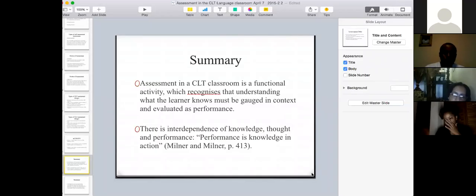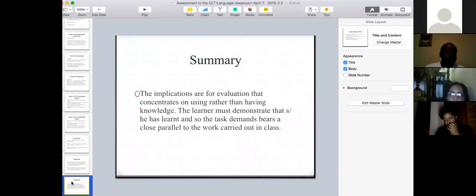But the bottom line is we have to have student-centered, learner-centered classrooms where there is performance, or knowledge in action, okay? So the focus with the CLT approach to assessment is that it concentrates on using rather than having knowledge. And if there's any statement that I want you to remember at the end of all of this, that's what it is. It concentrates on using rather than having knowledge. If at the end of the day, the student has all of this knowledge but cannot use it, we have in effect not effectively taught. All right? Okay. Any questions?